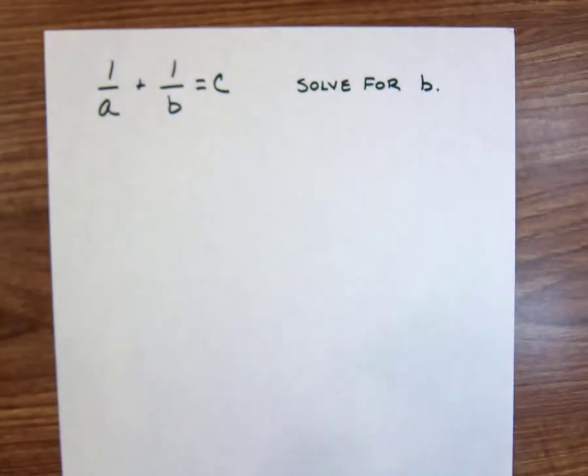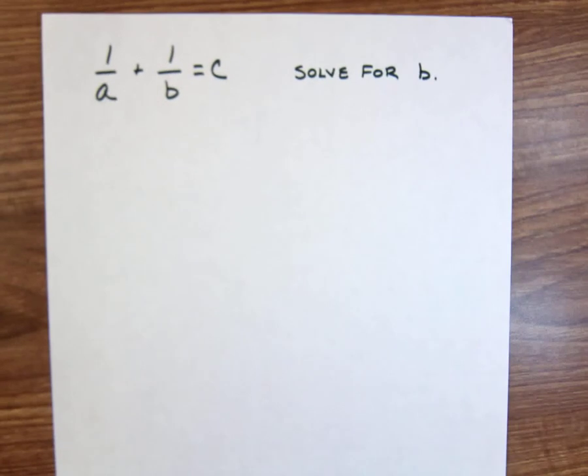Now it's the directions here that make this an unusual problem. The directions say solve for b. Before we get into this problem, what does that even mean, solve for b? What should this look like when I'm finished? How will I know if I've solved for b? Yeah, exactly. Solve for b means everything's on the same side of the problem except the b.